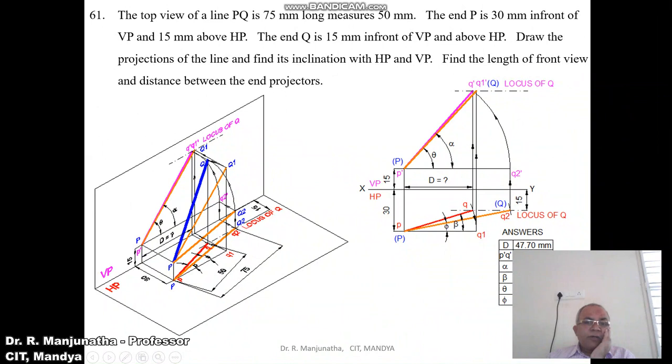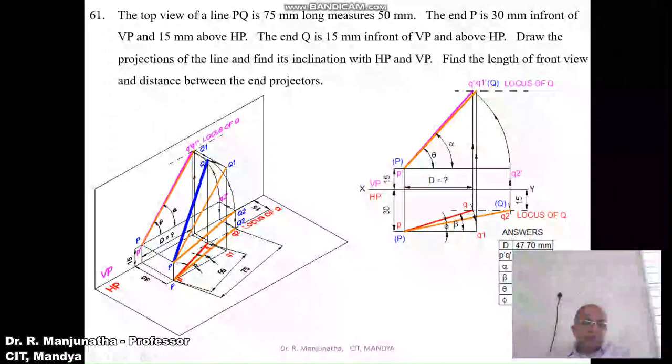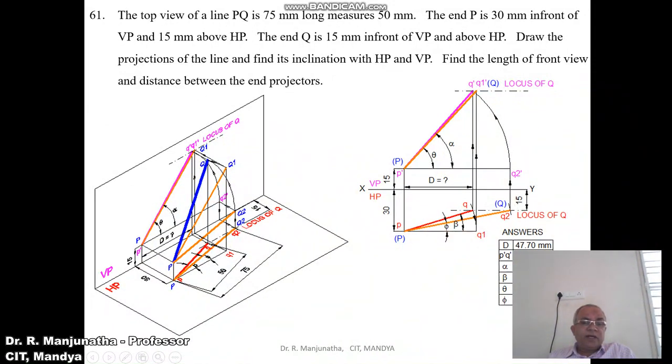So you draw a projector from here onto the locus of Q so that you are going to get the Q1 dash. Then join P dash Q1 dash with a line. When you are rotating that, what we are trying to do is, in the horizontal plane with P as center, taking the radius of PQ, you rotate it and make it P and Q1.